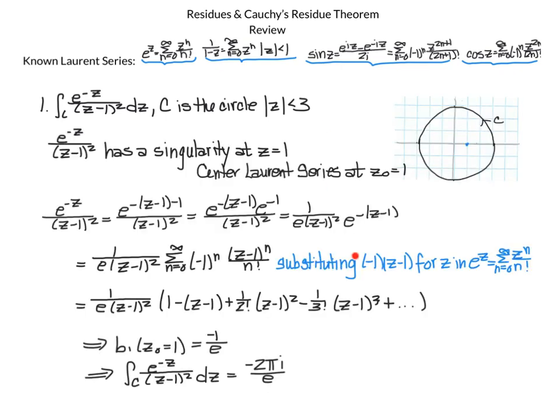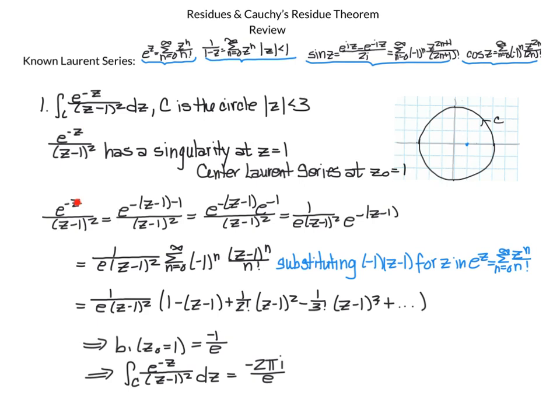Here is the solution. A couple of things to note. First, I drew my circle. I identified my singularity at z equals 1, which is inside my circle. So I'm going to center my Laurent series expansion at z naught equals 1. So the denominator here is in good form, (z minus z naught), (z minus 1) squared. It's this z up here, that's the exponent for e, that needs to be worked on.